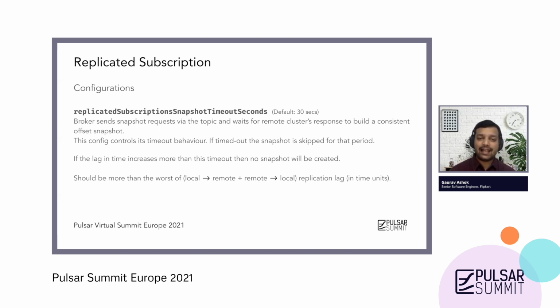So if the replication lag is huge, in terms of time, if the replication lag is more than 30 seconds, then your broker will time out and it will not be able to create the snapshot, right? So your timeout should be more than the round trip time of the replication lag, basically the local to remote plus remote to local. Yeah, it should be the worst of that.